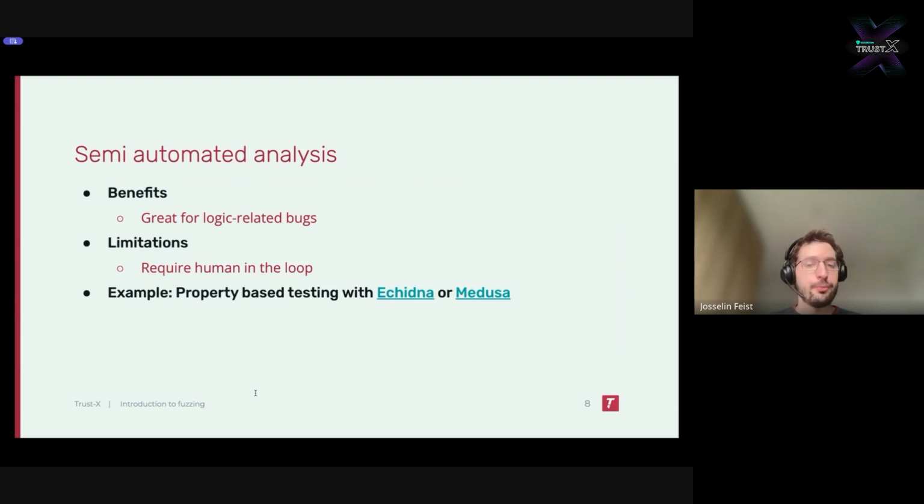For that, there are a couple of subcategories in semi-automated analysis, and we are going today to focus on a specific one, which is called property-based testing, with 2 major tools, Echidna and Medusa. Both of them are developed by Trail of Bits.